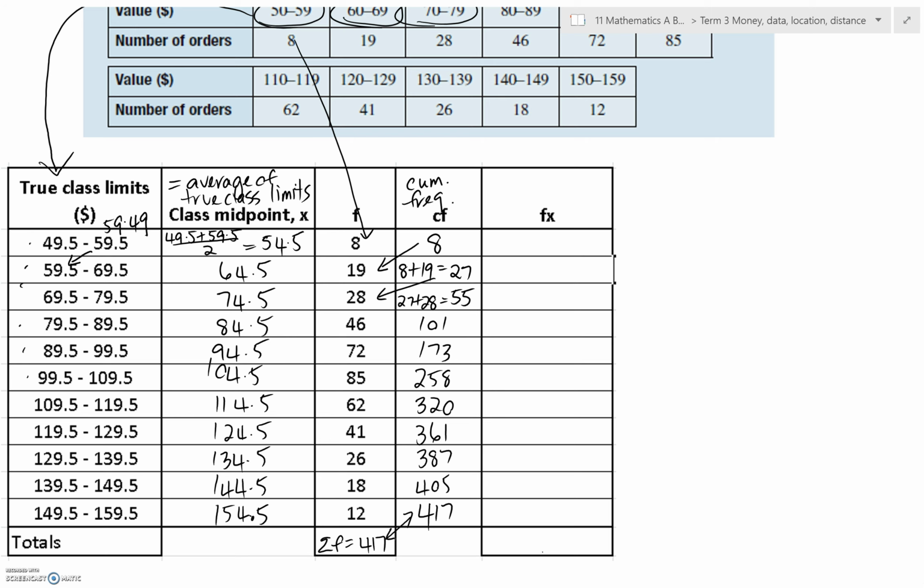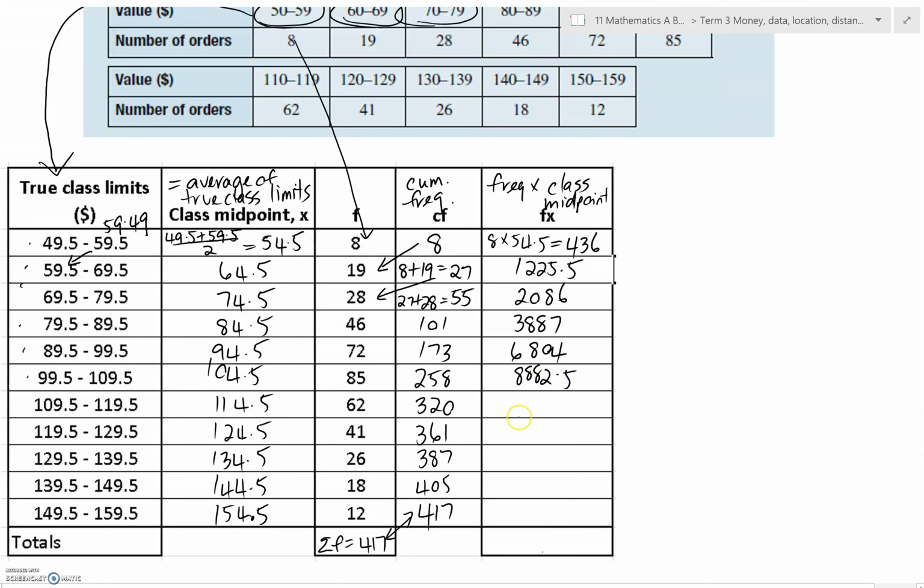Now, Fx is literally just frequency times class midpoint. So the first one would be 8 times 54.5 equals 436, and you would keep going like that. They're not always going to go up in the same order. Some are going to be higher, some are going to be lower, depending on what you are multiplying by. And you'll see why I'm bothering with this shortly.